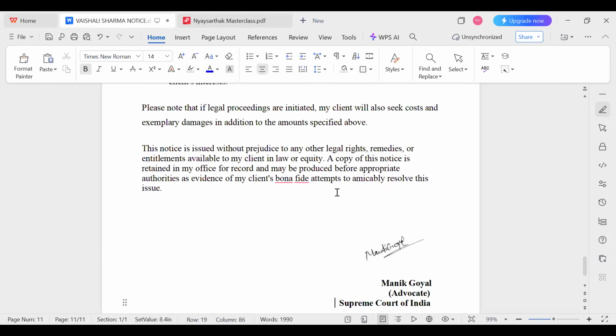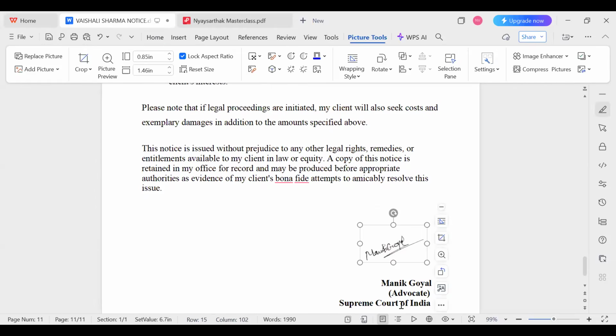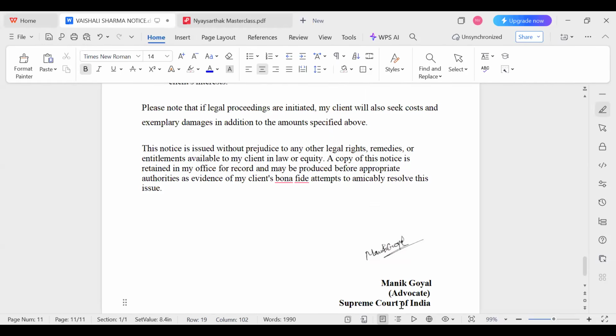And then usually my signatures are there, digital signatures are there. And after that, this is my name and the other designations. So is there any doubt with the formatting of the legal notice? If you have any doubt, then you can ask. Then we will be skipping to the AI part.